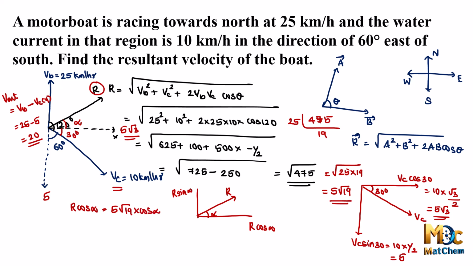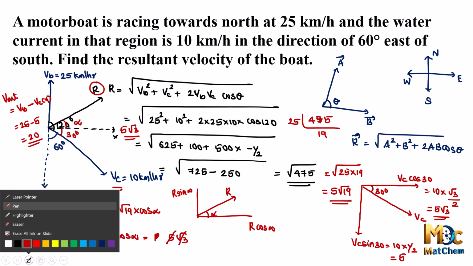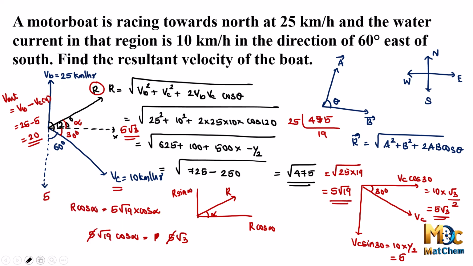Here you can see that this R cos alpha, as well as this 5 root 3, are the same, because VC cos 30 as well as R cos alpha are along the same axis. That means both are going to be the same thing, so you can equate it. 5 root 19 cos alpha is equal to 5 root 3. So this 5 and 5 will get cancelled.